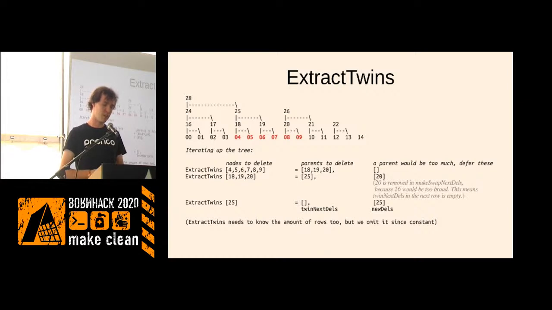So there's this algorithm, extract twins. It's not very large. I don't have the code here because I don't want to go into the minor details, but it's very simple. Everything's open source, and this is basically just pasted from my GHCi prompt. You can see it takes a bunch of nodes, and then it gives some nodes on the upper row that would be the parents, right? So if you delete 4 to 9, you will be deleting 18, 19, 20. That's what the first row shows of extract twins. Then you iterate up the tree.